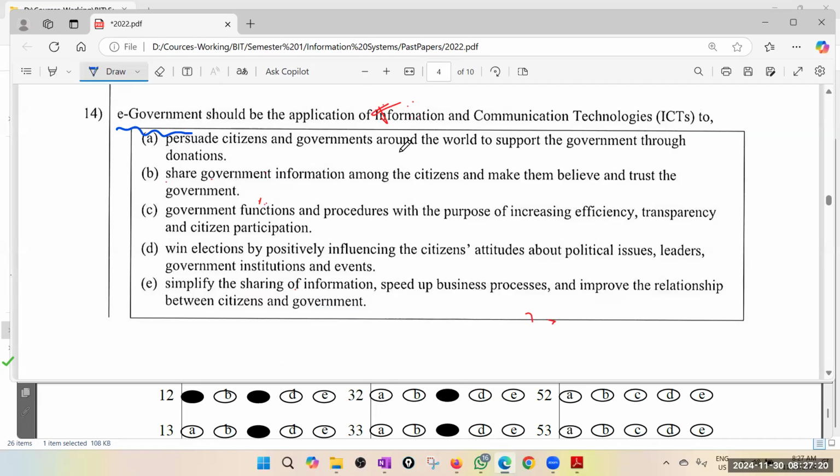Persuade citizens and governments around the world to support the government through donations. So that is not e-government, right?